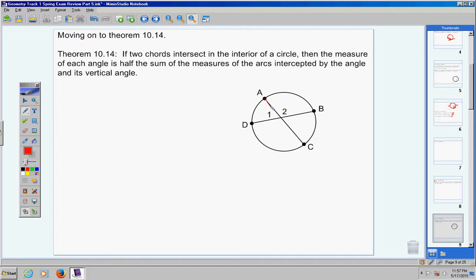Here is a chord, AC. Here is a chord, DB. Got it? The measure of this angle here, see how it's facing this way? The measure of this angle here is going to be, you would add this arc here, then go directly across to this arc. You would add those two arcs together and then divide by 2. Okay, that's it. If you want to find the measure of angle 1, then you would add these two arcs together and then divide by 2.